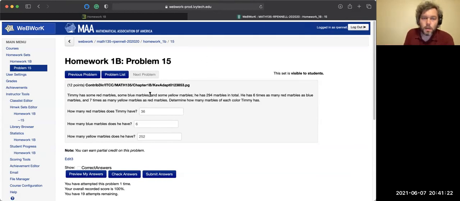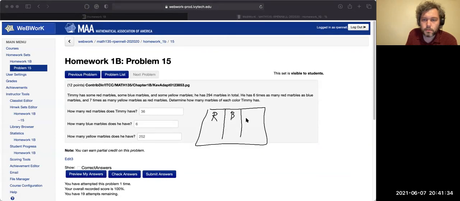All right. So let's get my drawing tool here. So we have red, blue, and yellow. We have a total of 294. Okay. We have 6 times as many red as blue. We have 7 times as many yellow as red. Determine how many of each color we have.